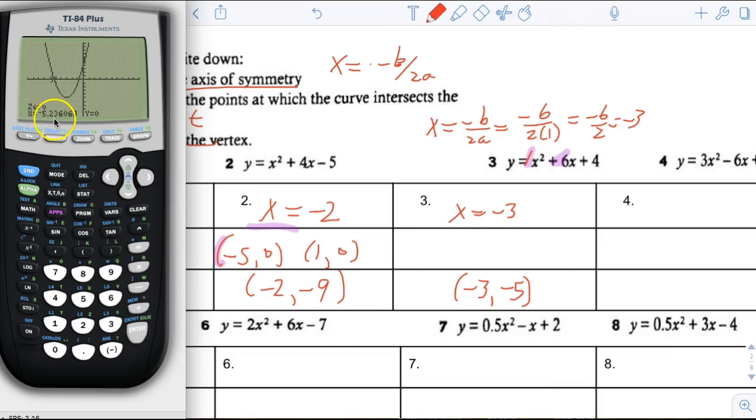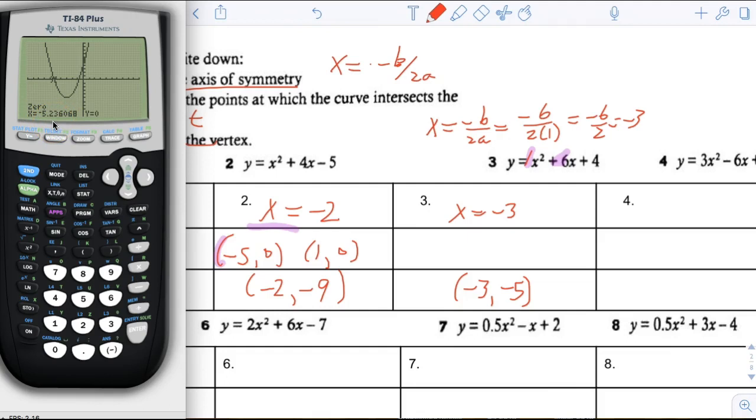-5.24. Why do I put 5.24 instead of 5.23? Do you see how it's 5.236? Well, 6 is slightly above 5. 5 is our dividing point for when we round up or round down, right? So -5.236 is going to be -5.24.